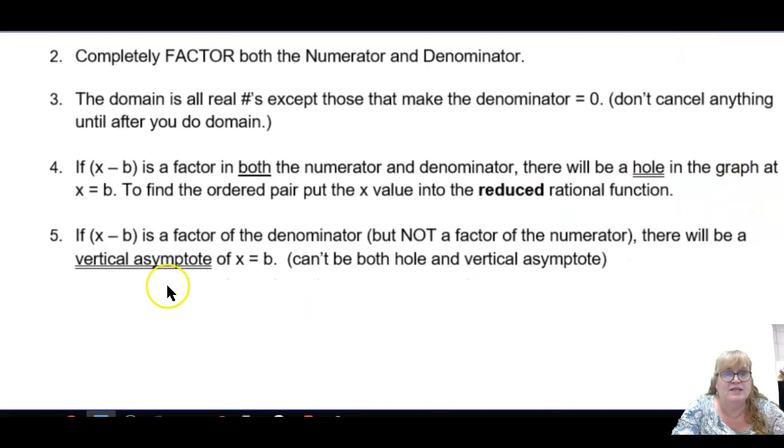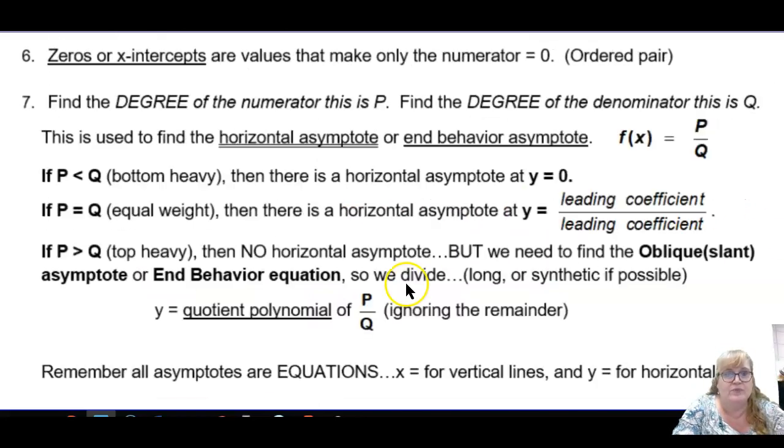Anything left as a factor of the denominator, in other words, it's a factor of the denominator but not the numerator, that's when you have a vertical asymptote, and it can't be both a hole and a vertical asymptote. And then you have zeros or x-intercepts when the top is equal to 0.